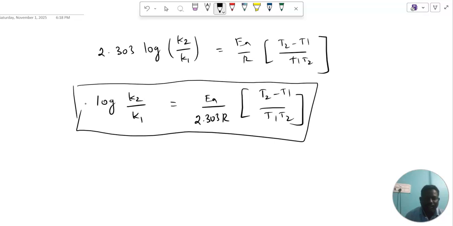So from the Arrhenius equation at two different temperatures, we found the relation between the rate constant and temperature. From this equation we can understand how the change in temperature will affect the rate constant or rate of the reaction. Thank you.